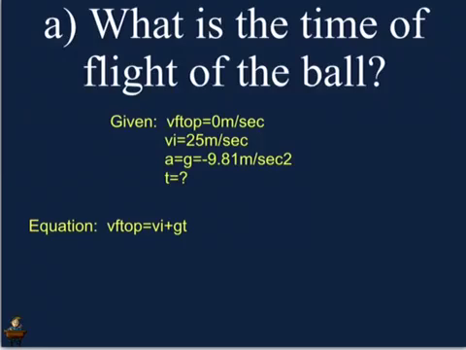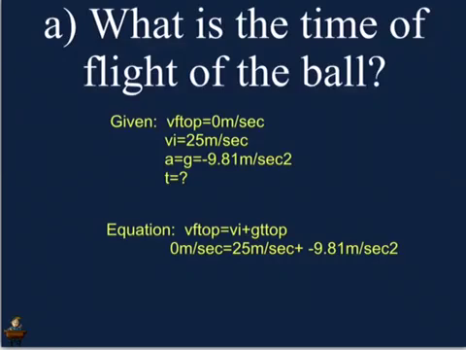Notice I have used v final top here because that's one of my givens. If I'm looking for v final top, that would mean I am actually finding t at the top, so I need to fix that in my equation. Now all I have to do is substitute in what I know and solve for t.